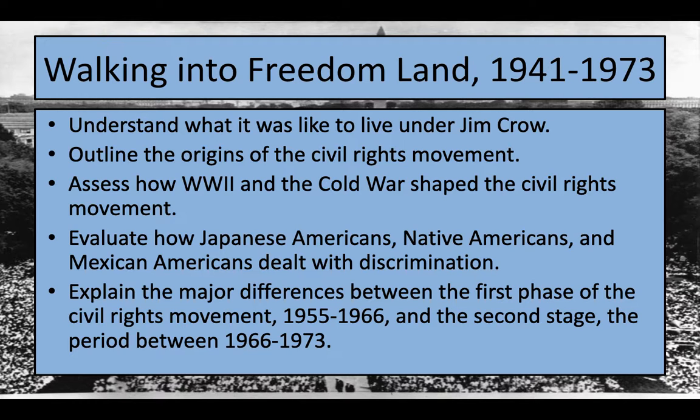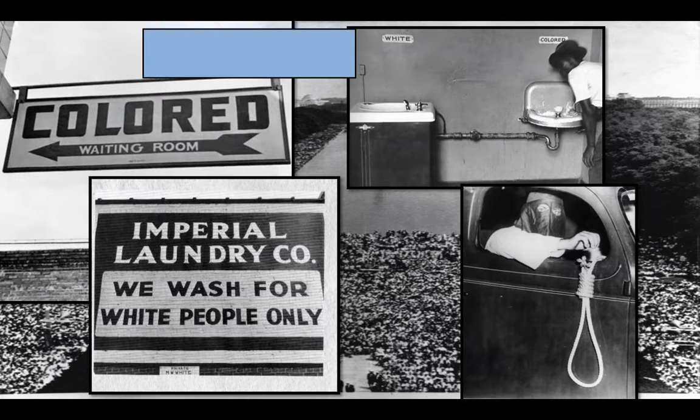Okay, the idea is we're going to look under Jim Crow laws, the origins of civil rights, how the Cold War shaped the civil rights, how different minority groups also dealt with discrimination during this time, and then the 2 phases of the civil rights movement. All right, these are some familiar images, obviously, of the time period.